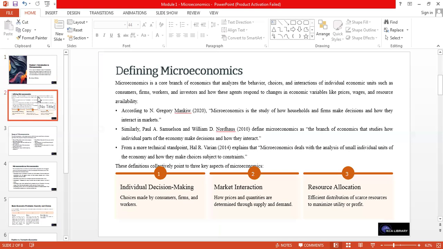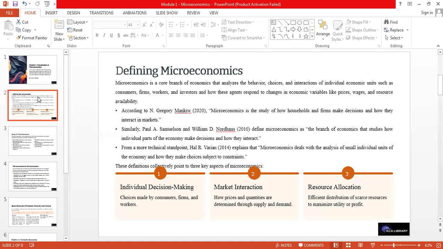By definition, what do we mean by microeconomics? It is a core branch of economics that analyzes the behavior, choices, and interactions of individual economic units, such as the consumer, the firm, the workers, and the investors, and also how these agents respond to changes in economic variables like prices, wages, and resource availability.